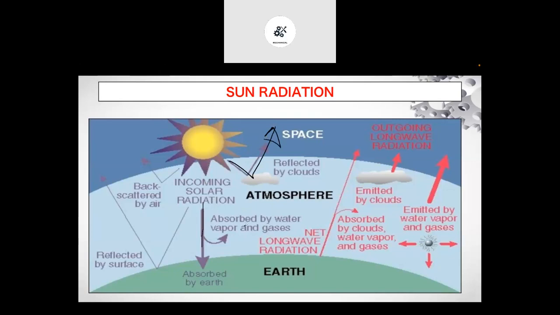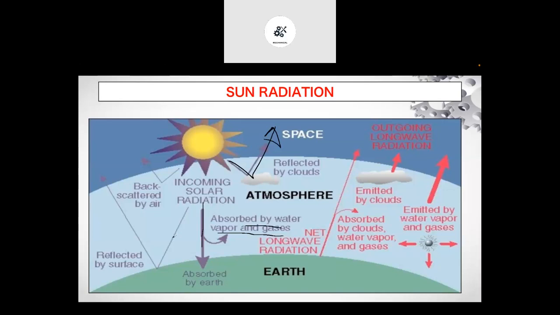Some part of that solar radiation is also absorbed by the water vapor and other gases present in the atmosphere, right? We already know that the ozone layer present in the atmosphere absorbs the ultraviolet rays, which is one type of radiation, a part of the radiation. So some part of that radiation will be absorbed by the ozone layer, and the intensity of the radiation decreases.